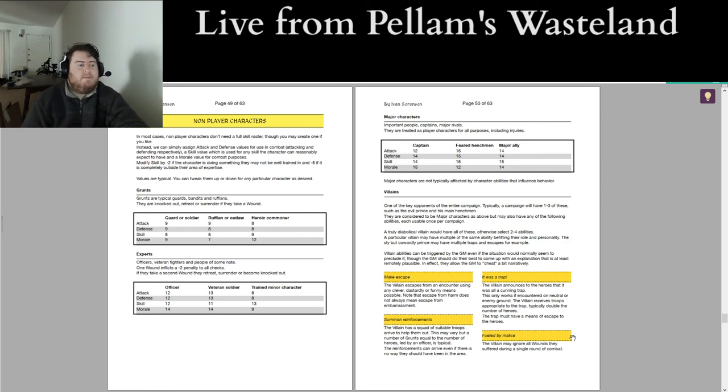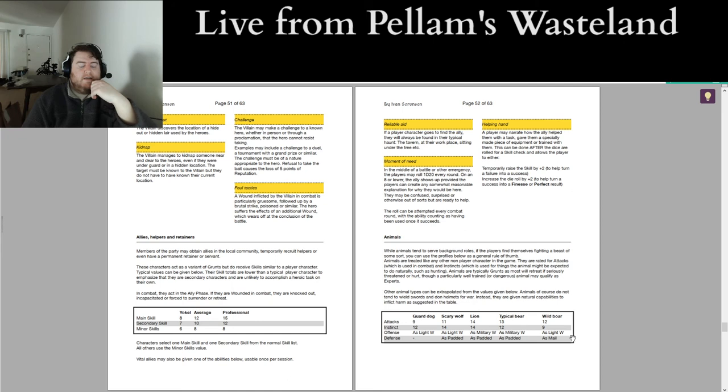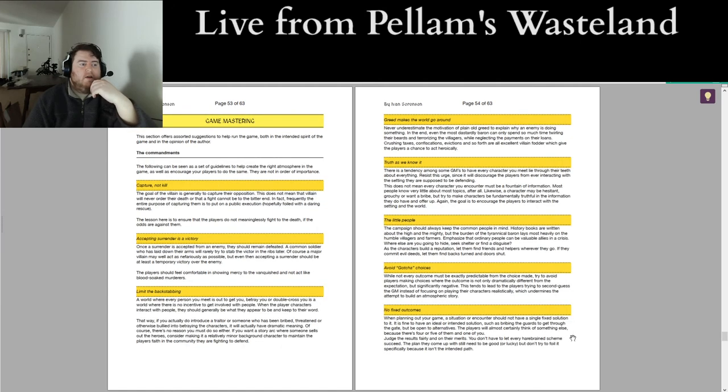Some stuff for non-player characters: grunts, experts, and major characters. Villains have abilities of their own, which is really cool. Villains are the highest tier enemies, and they have special abilities of their own that work similar to character abilities. And then there's allies, helpers, retainers, animals, all this sort of stuff.